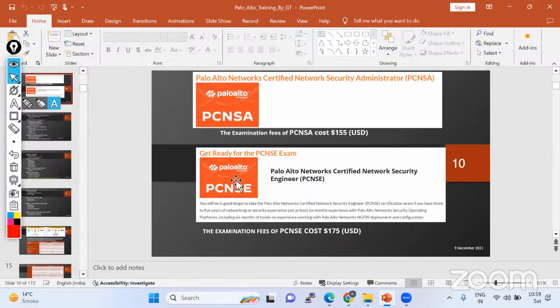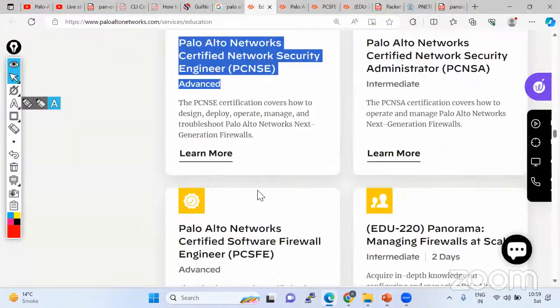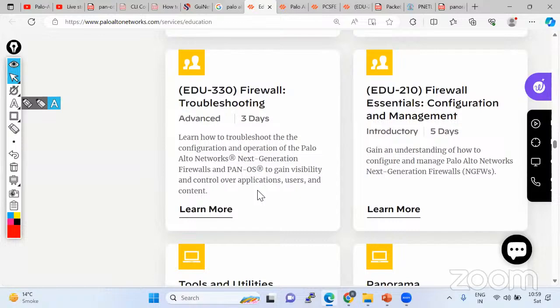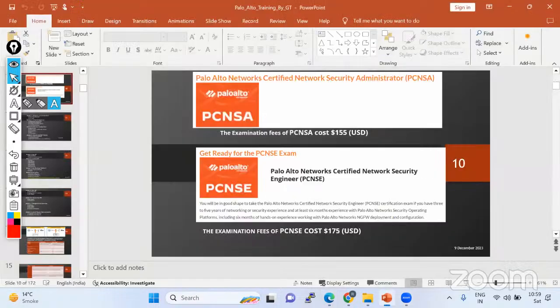So go directly for the PCNSE, because you can save about $155 US dollars. There is no need to go first for the PCNSA. You can directly book the PCNSE exam, clear it, and then write this certification on your CV, and then you start getting a lot of calls in the market, right? All of this is aligned with the Palo Alto official website. So I believe this is the introduction session for today.